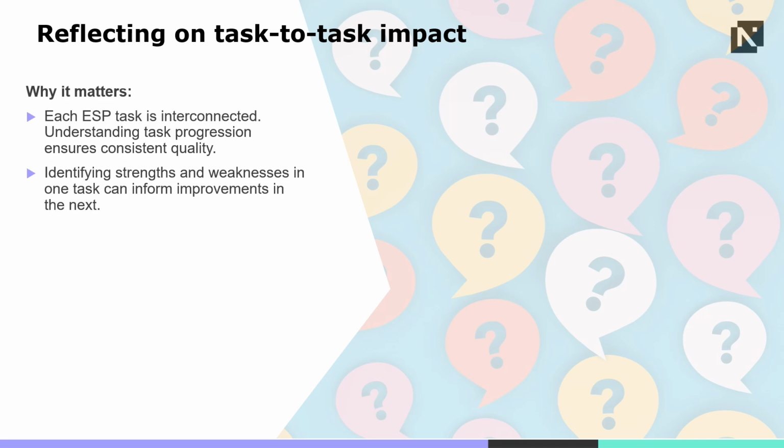Each ESP task is interconnected and understanding task progression is essential to ensure consistent quality throughout the project. Reflection allows students to identify their strengths and weaknesses in one task, which can then inform and drive improvements in subsequent tasks. By reflecting, students not only learn from the experiences but also build the skills necessary for success in the project and beyond.